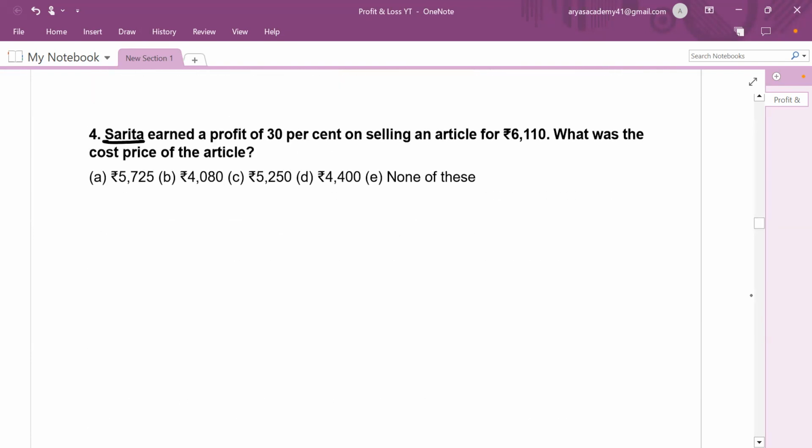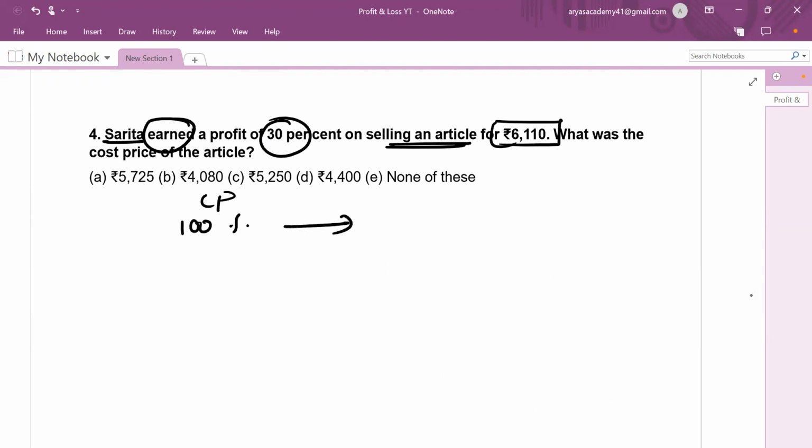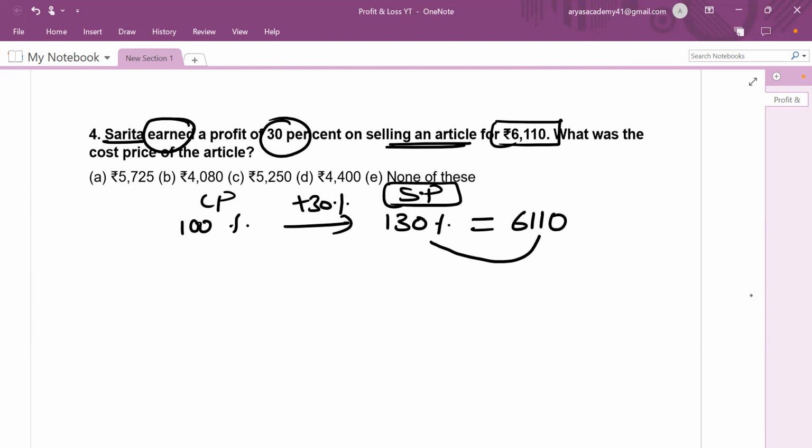Question number 4. Sarita, what did she do? She earned a profit. So to earn a profit, obviously you have to sell. Means they're talking about the selling price, right? She earned a profit of 30% on selling an article for 6,110. So originally, cost price will be 100%. To gain a profit of 30%, obviously, she has to sell at 130%. So the selling price in this case is 130%, and the value is also mentioned. She sold it for 6,110. Means they're telling you the value of 130% is 6,110.